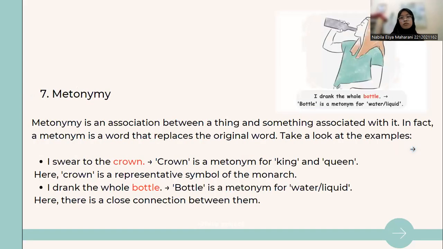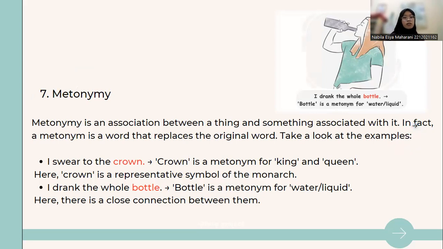Okay, the last type is metonymy. Metonymy is an association between a thing and something associated with it. In fact, a metonym is a word that replaces the original word. Take a look at the example.